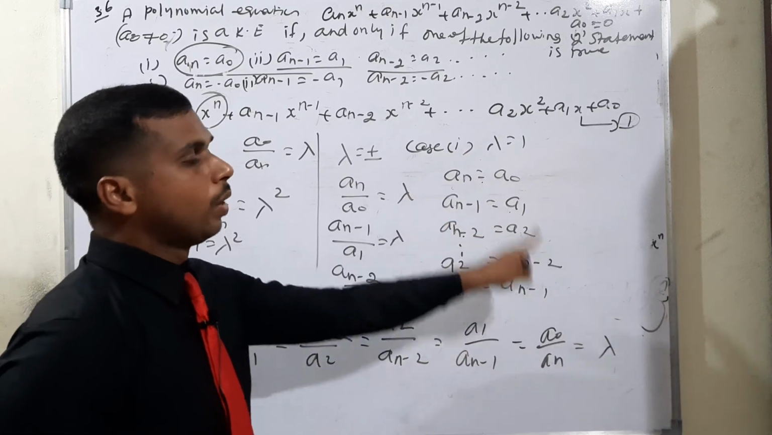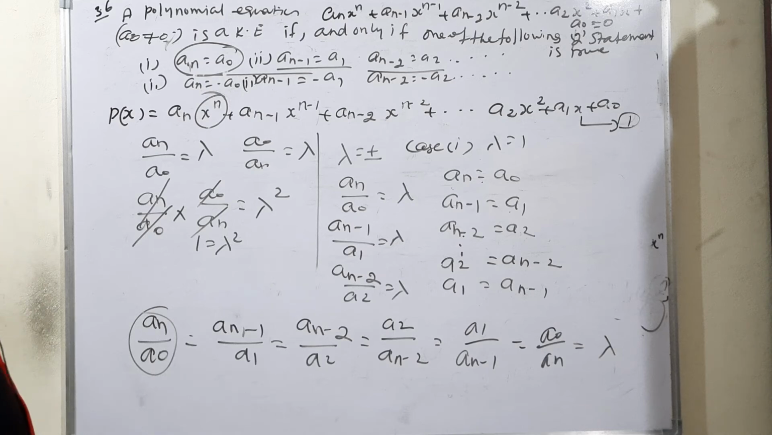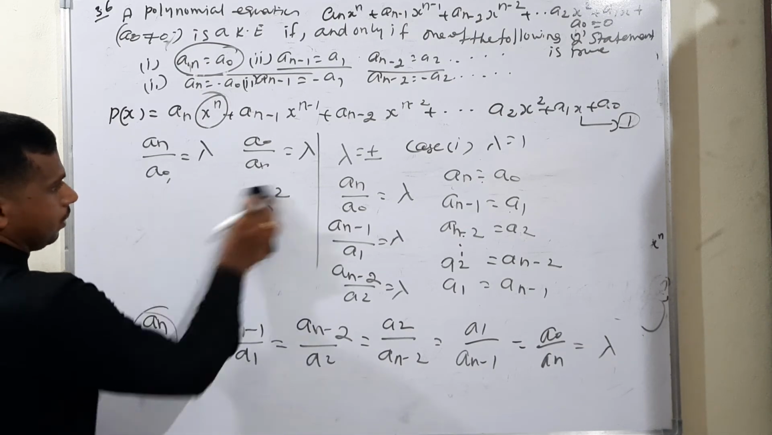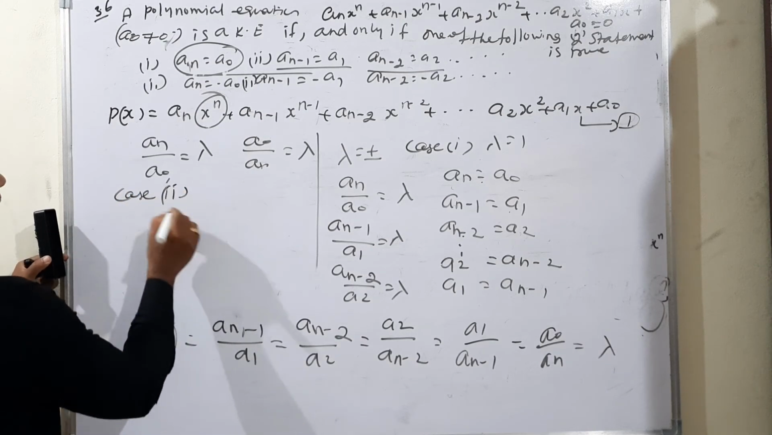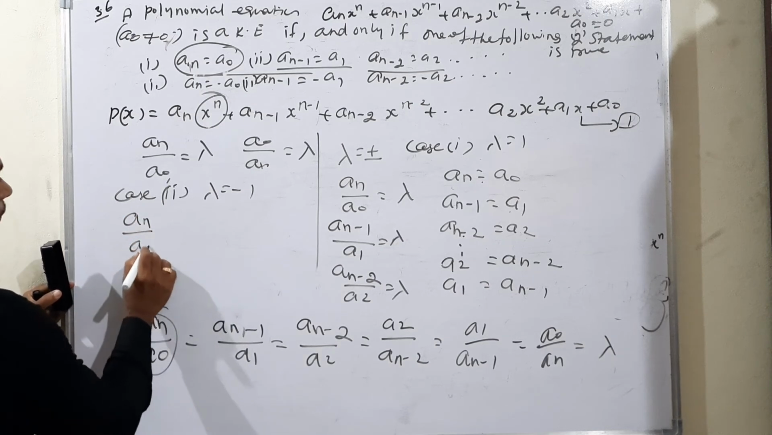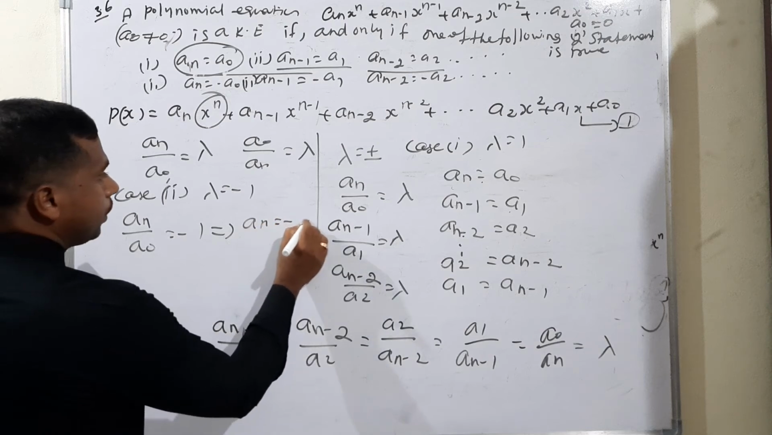When case number 1, lambda is equal to positive 1, now I am moving to lambda is equal to negative 1. What will happen? So lambda is equal to negative 1 means case number 2, lambda is equal to negative 1. What will happen? So an by a naught is equal to negative 1 means cross multiply, an is equal to negative a naught.